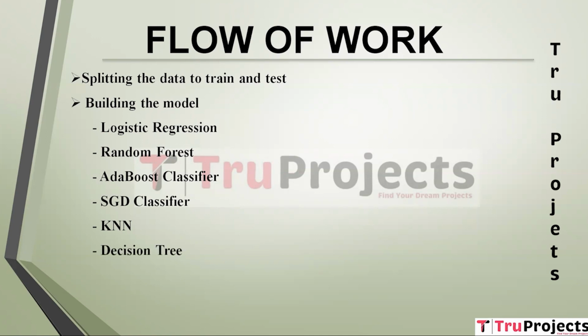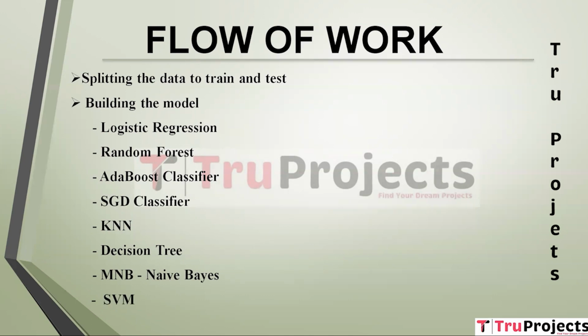Decision tree. Decision tree is a tree-like model where each internal node represents a feature and each leaf node represents a class label. It's intuitive and interpretable, making it valuable for understanding the decision-making process. MNB, Multinomial Naive Bayes, is a probabilistic algorithm based on Bayes' theorem. It's commonly used in text classification tasks and is particularly effective for handling features with discrete counts.